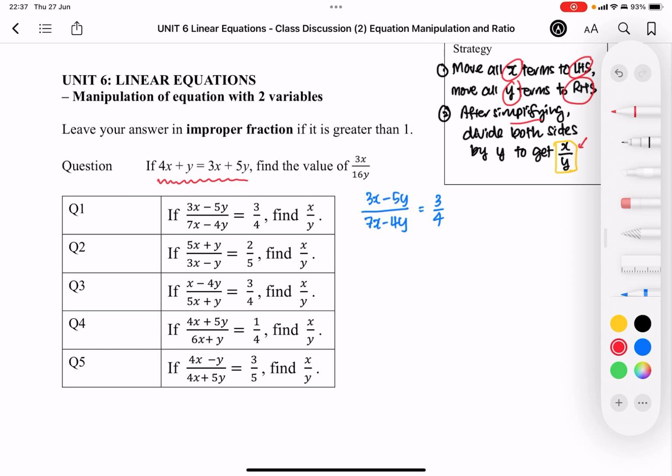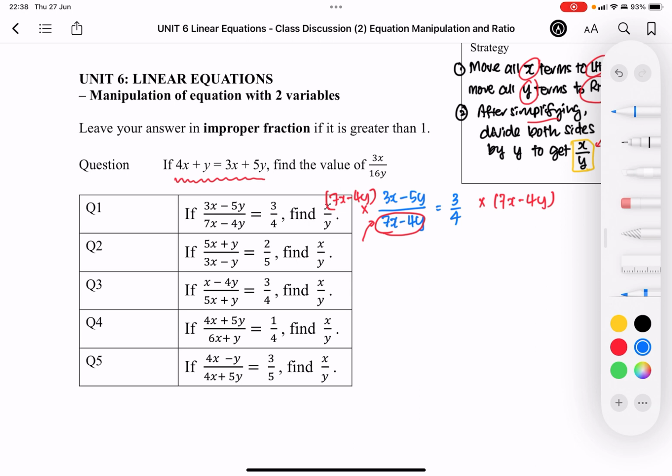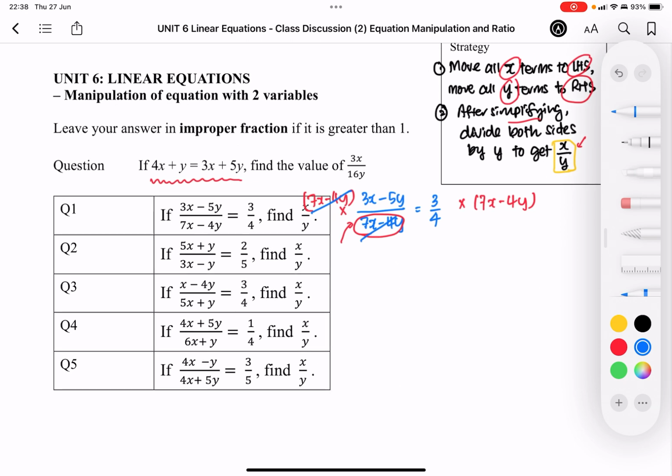Now, we are given an algebraic fraction. So the first thing is to remove the denominator. To remove the denominator 7x minus 4y, we will multiply both sides by 7x minus 4y. By doing so, we are going to eliminate the denominator because as they divide, they become 1.